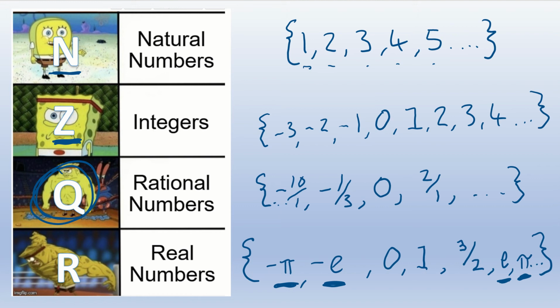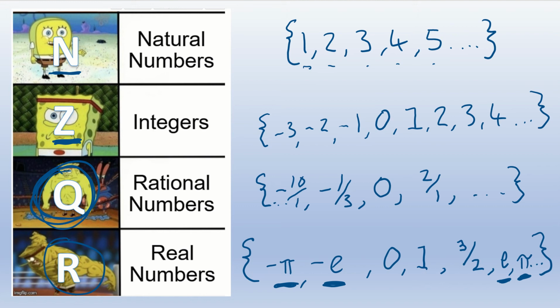So just to recap, your real numbers are any numbers that you can think of: positive, negative, whole numbers, fractions, numbers that can't be written as fractions, anything you want. Going back up one, your rational numbers are your numbers that you can write as fractions, and that includes your integers and your natural numbers.